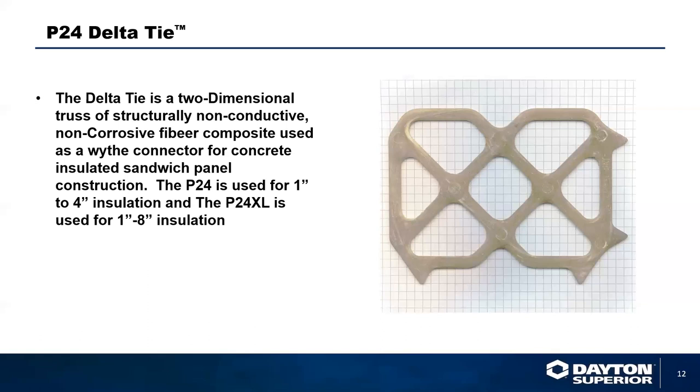The P24 is used for anywhere from 1 inch to 4 inch, and the XL version, which is a little bit different, a little bit bigger version, is used for 1 inch to 8 inch insulation.